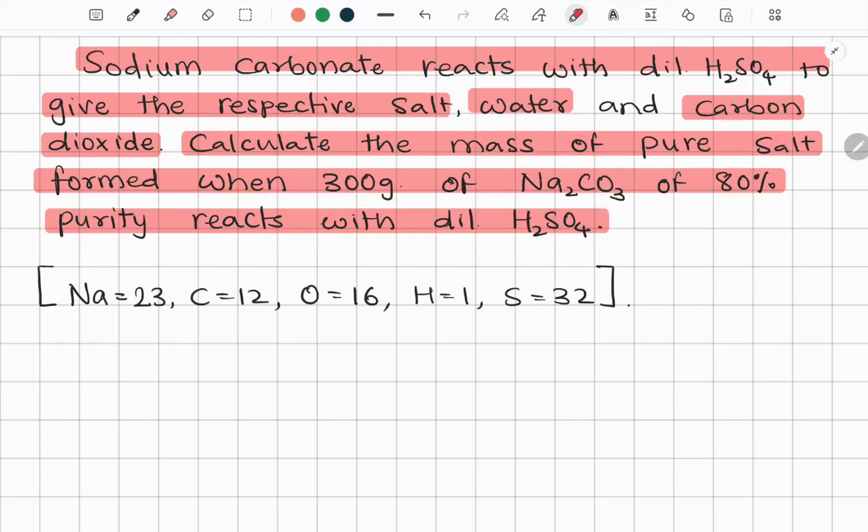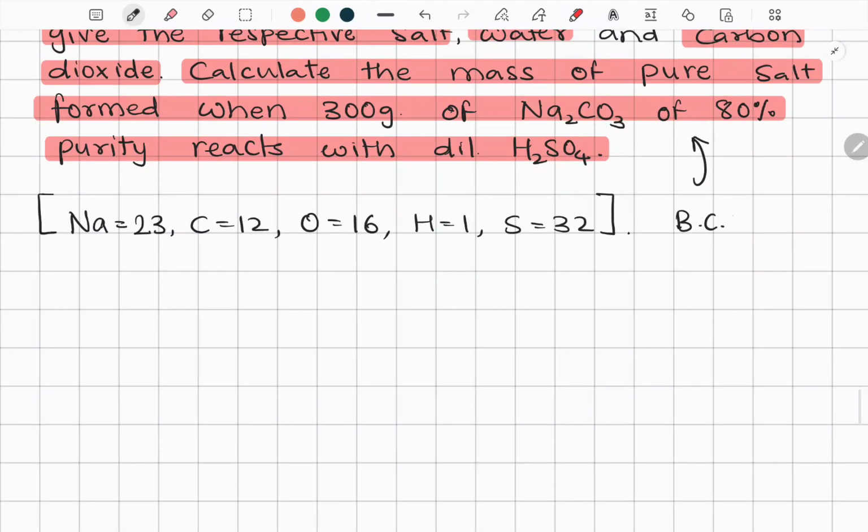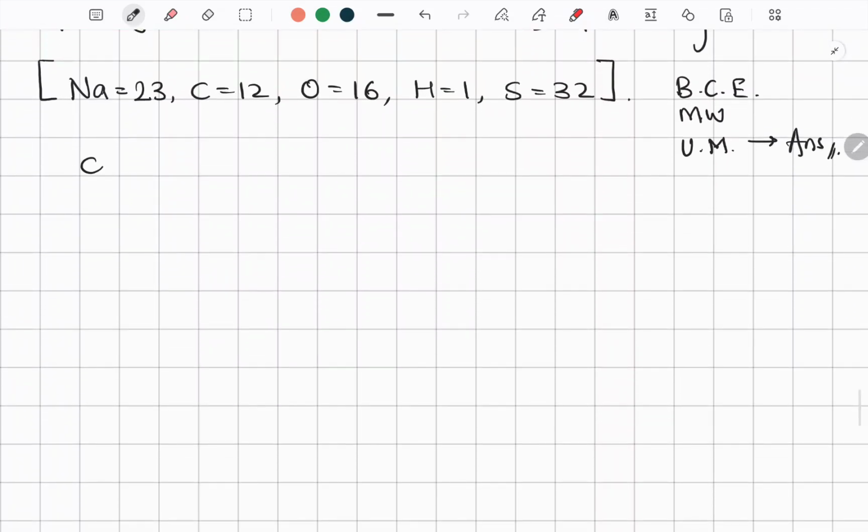Okay, let's not get confused over here and stick to the basics. Whenever this type of question comes, what do we do? We first write down the balanced chemical equation. Second part, calculate the molecular weight. Third part, use the unitary method in order to get the final answer. And that's what we have to do. So let's do the first part. Write down the balanced chemical equation.